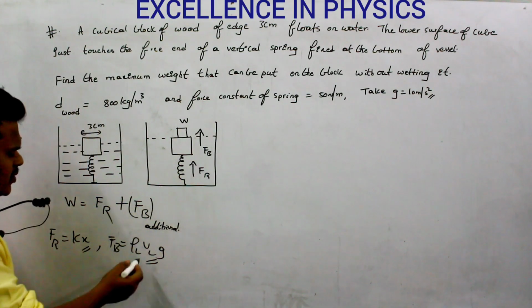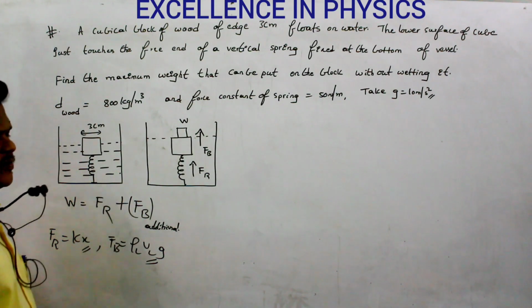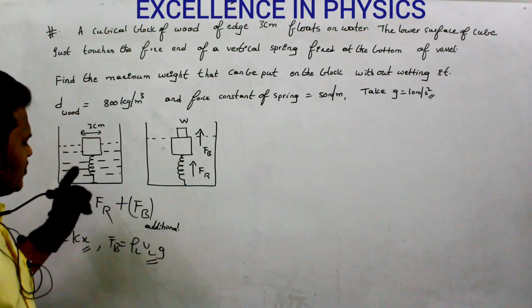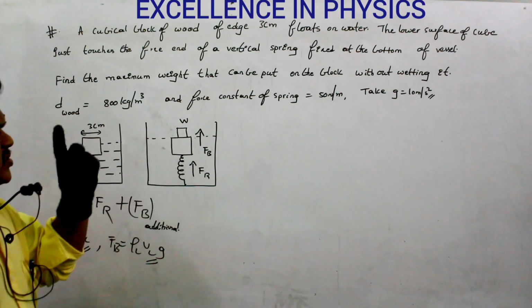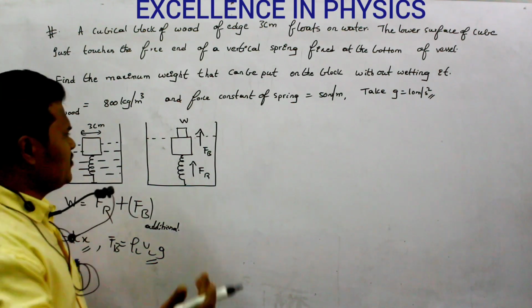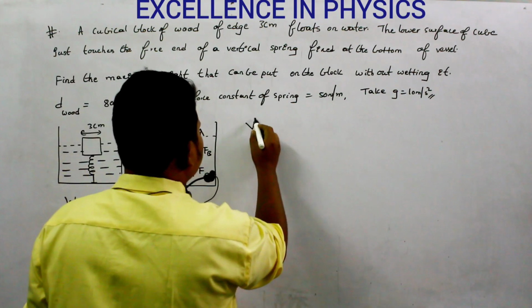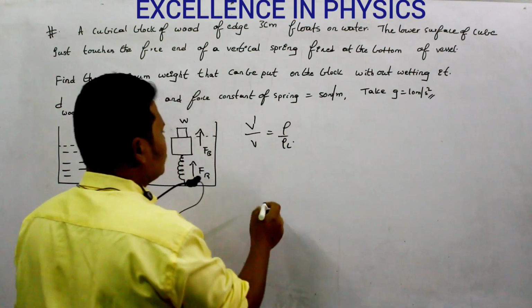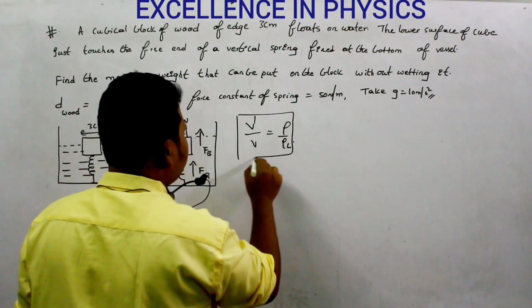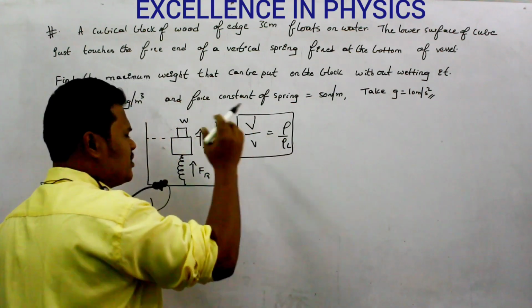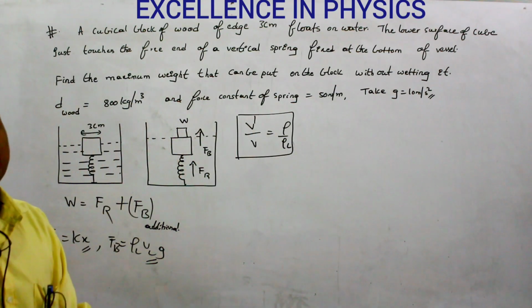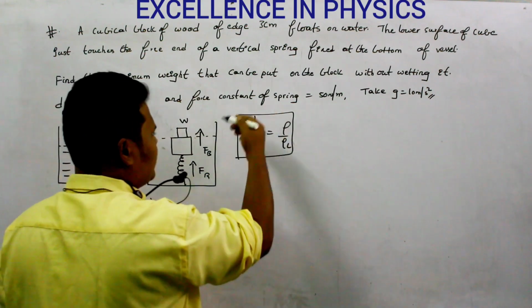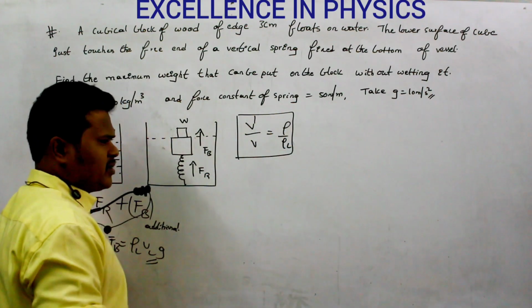Now, how can I calculate this additional volume of liquid which is displaced? For this one, we have to use an equation which we have already discussed. For a floating body, V dash by V is equal to rho by rho L. This is a very important equation which can be used in many situations. Many problems we have done based on this one. This is one more type.